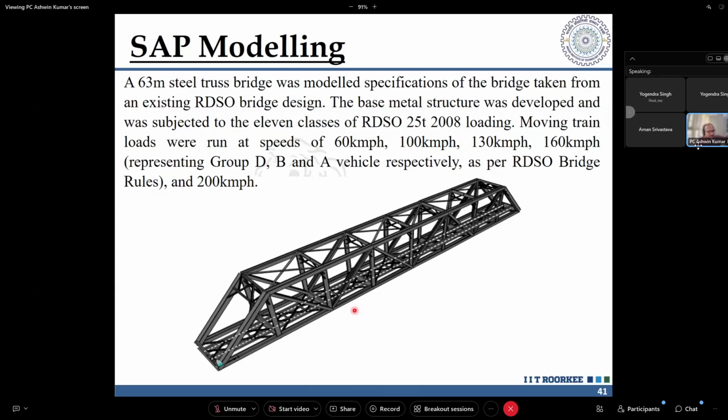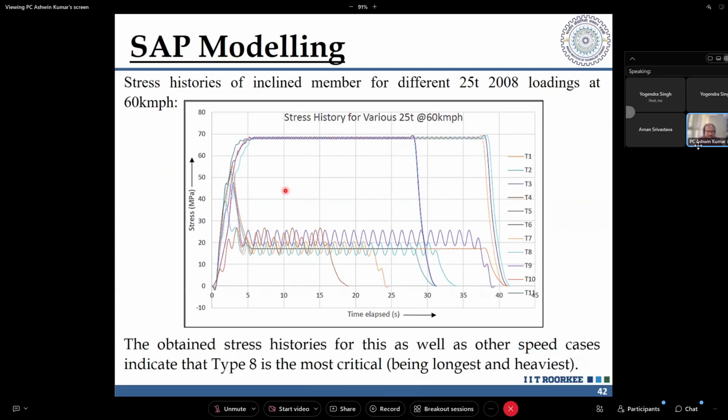There is a truck loading given in the IRC code. That truck, with a certain axle load and axle distance, has to be run over the bridge to check the fatigue analysis. In the same way, for RDSO, 11 classes of 25 ton 2000 loading have been provided, which need to be run over the bridge to check its fatigue life. So we have run the 11 types of fatigue assessment loading over this particular bridge. It can be run at different speeds. I think Mohit, in the evening class today, will tell you how to run moving loads over this analysis model of bridges.